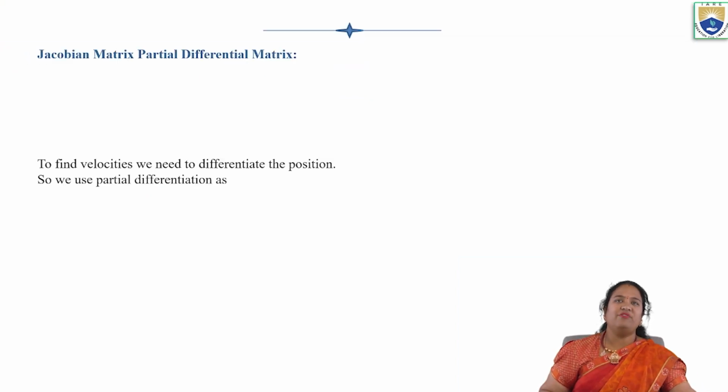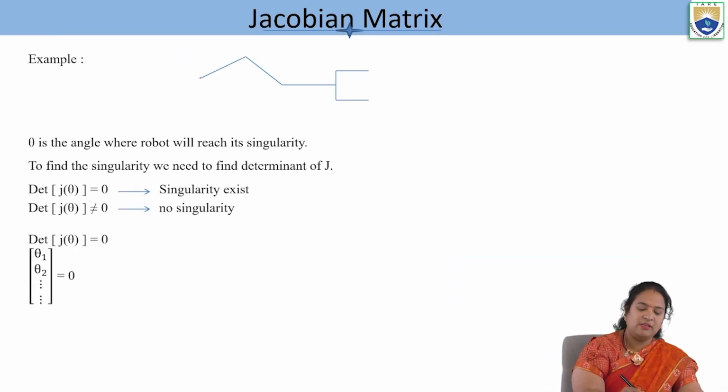So when we take this particular example, this is 1, 2, 3, and 4. And this is the end effector.